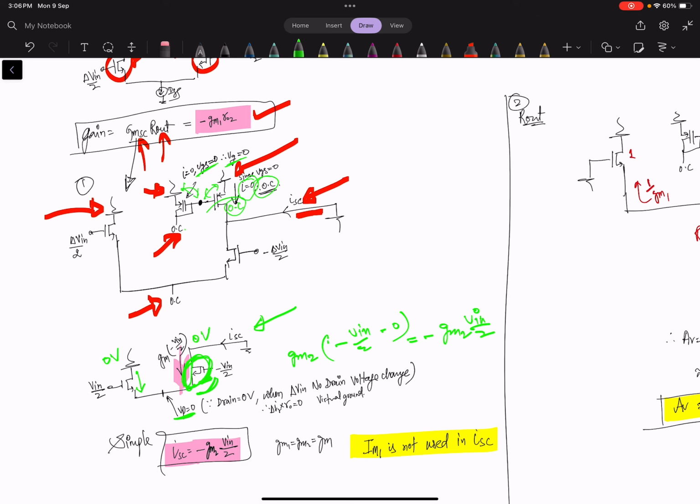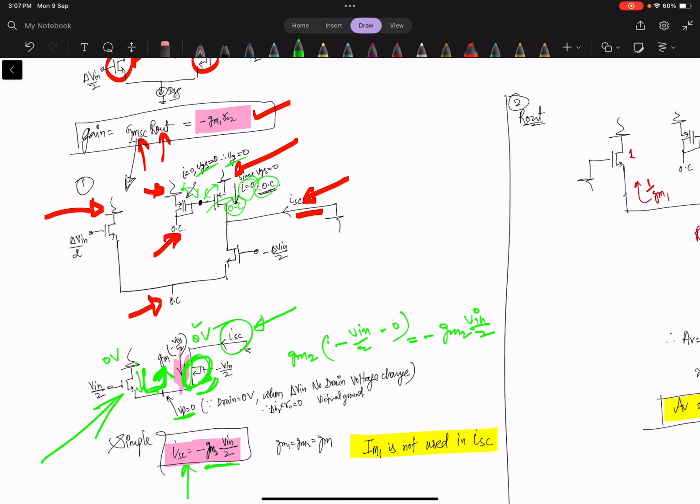That current is itself the short circuit transconductance current, and this current is going to ground, basically the same current flows here. If this is this, the same current flows here. So the current flows the same from this ground to this ground. The important point is the short circuit current is minus Gm2 Vin by 2.